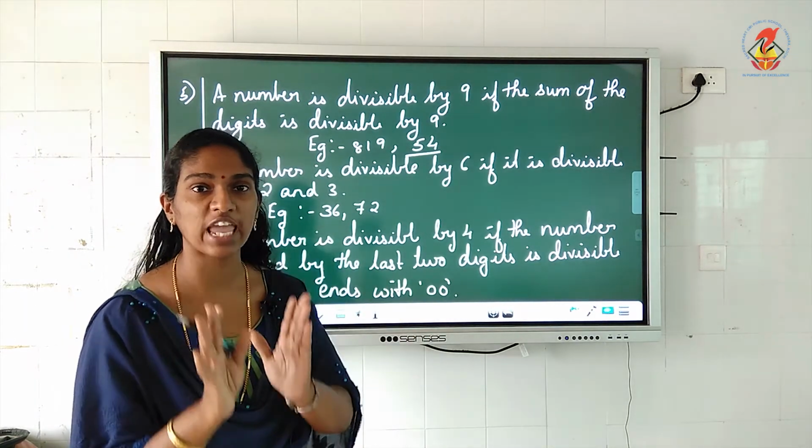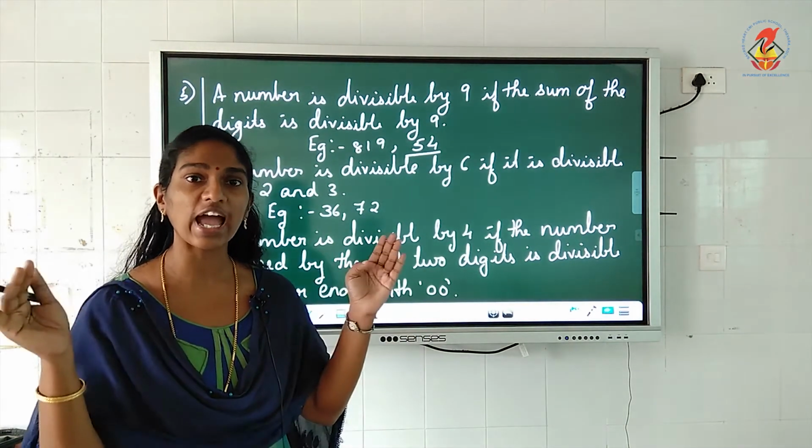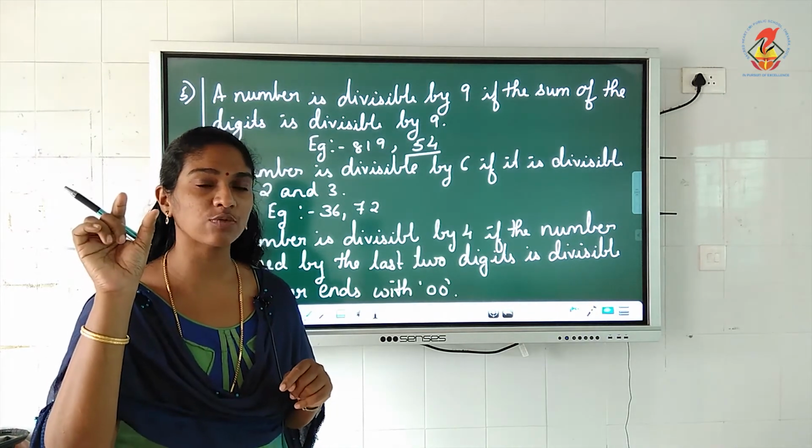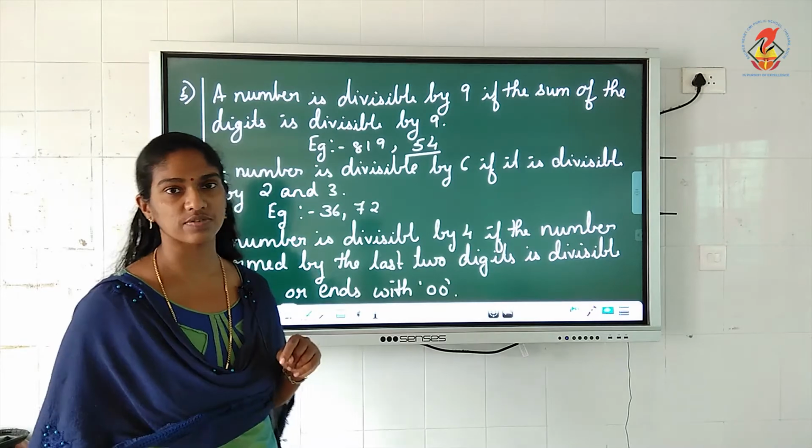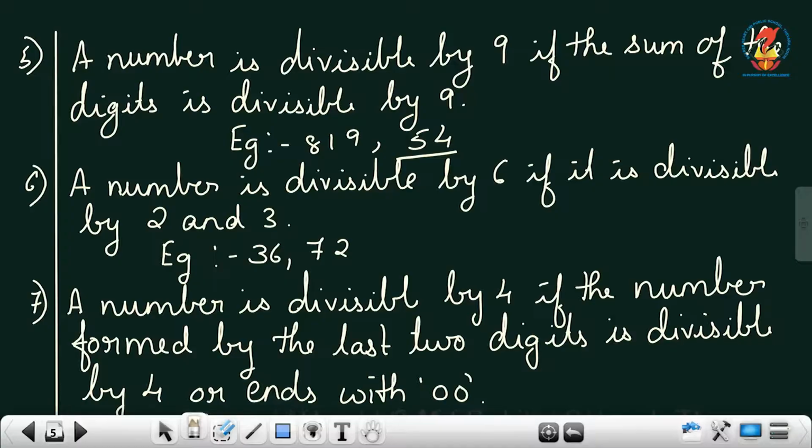For 3 and 9, it's the same method that you have to follow. Add the digits, see the answer you're getting. If that particular answer is there in 3's or 9's table, we can say it is divisible. Okay. Now, coming to 6.